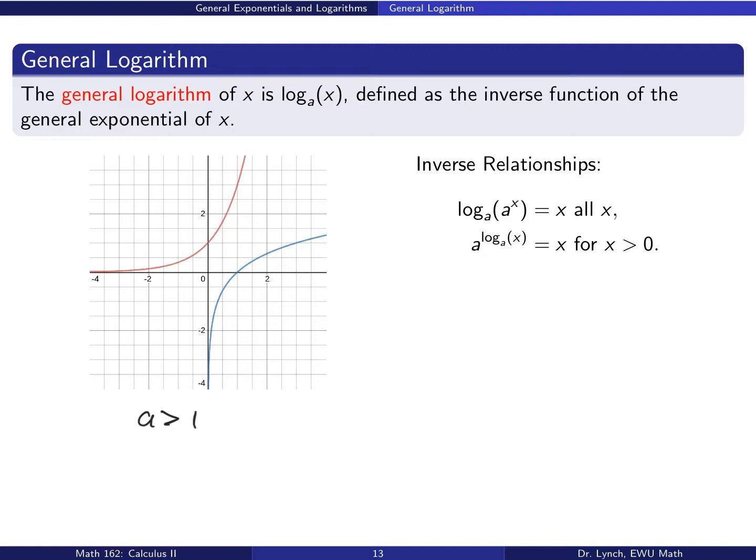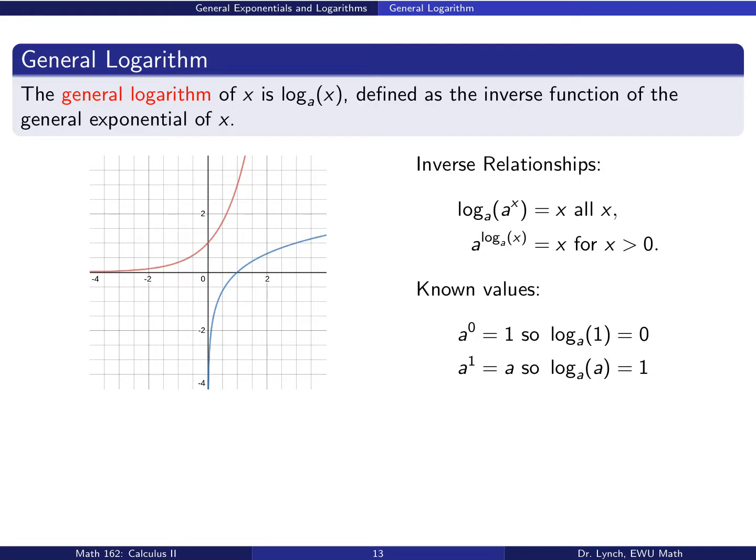So here are our inverse relationships. Log base a of a to the x is x for all x, and a to the log base a of x is x when x is a positive number. Here are known values. A to the 0 is 1, so log base a of 1 is 0. A to the 1 is a, so log base a of a is just 1. And finally, the end behavior on this graph, the limit as x goes to infinity of log base a of x is infinity, and the limit as x goes to 0 from the right of log base a of x is minus infinity. And still, these are for values a greater than 1.